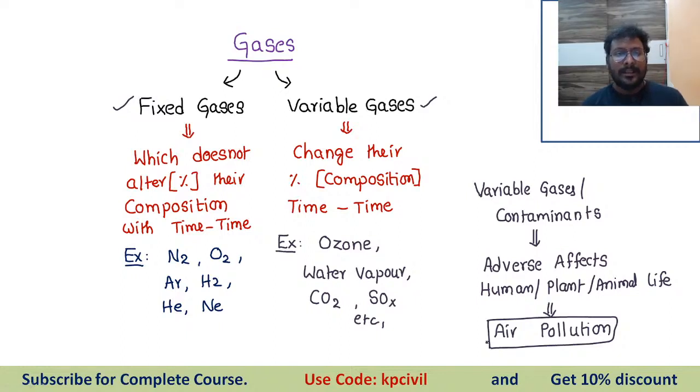Got it? The change in composition of variable gases, combined with other impurities, generates contaminants, physical, chemical, biological in nature, which cause adverse effects on human life, plant life or animal life. And if those adverse effects are created, that phenomenon we consider as air pollution. Got it?